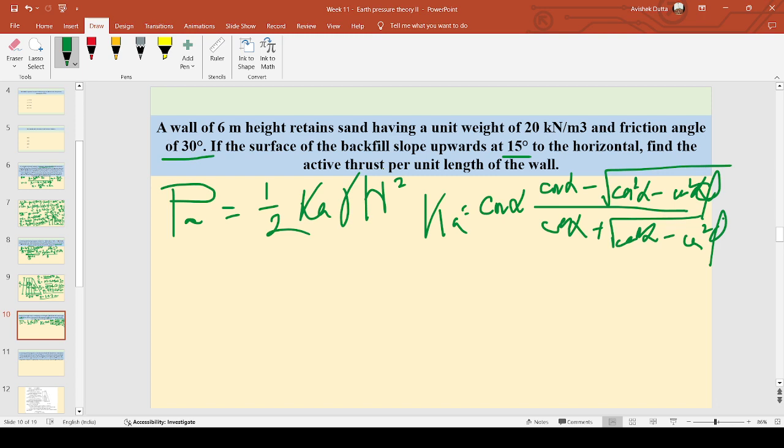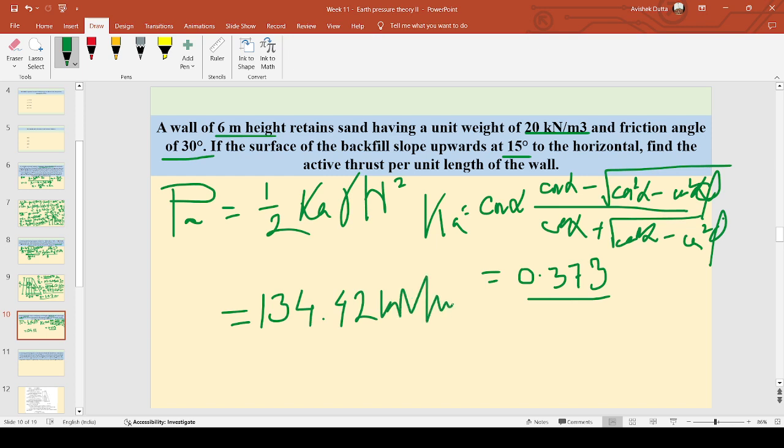The material is sand, it is cohesionless, so there is no need to worry about the cohesion. Putting everything in the formula, what is the value of Ka you are obtaining? 0.373. Correct, 0.373. Now the unit weight is given as 20, and H is 6. Putting this in the formula using 0.373, what is the active thrust per unit length of the wall? 134.42 kilonewton per meter.